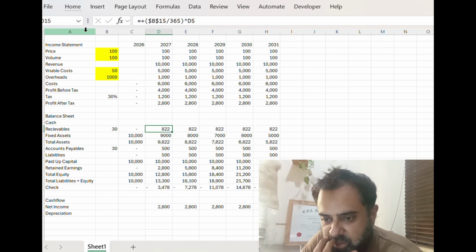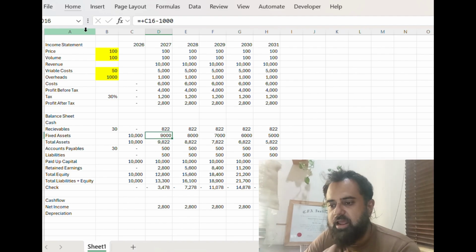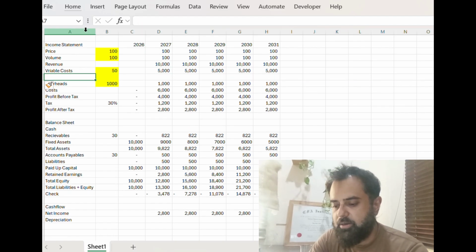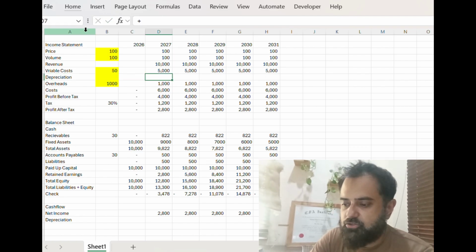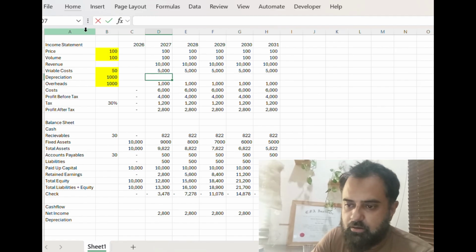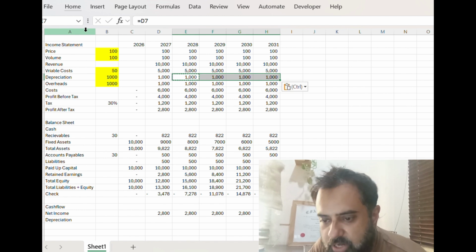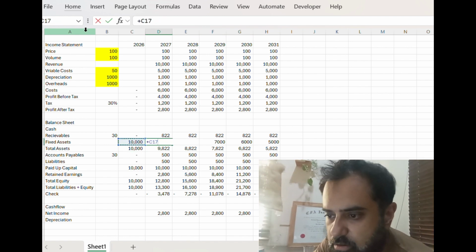Okay, so we skipped one thing here. We said that we would decrease the value of our fixed assets every year by 1000, but that 1000 needs to show in the income statement for keeping everything sane, right? So ideally it should come in from here like this, and then we should decrease the fixed assets by this amount.